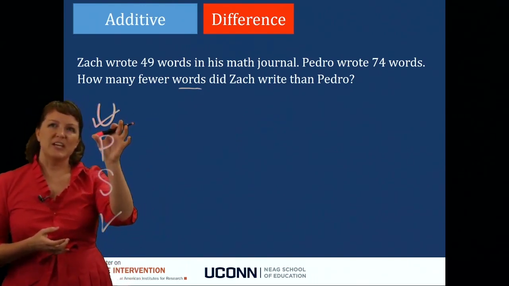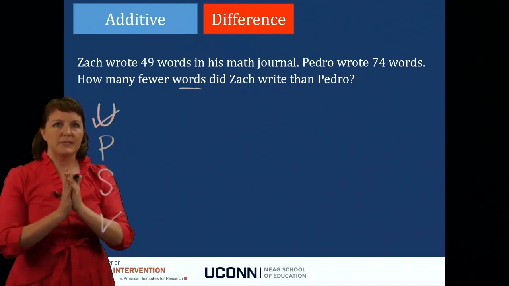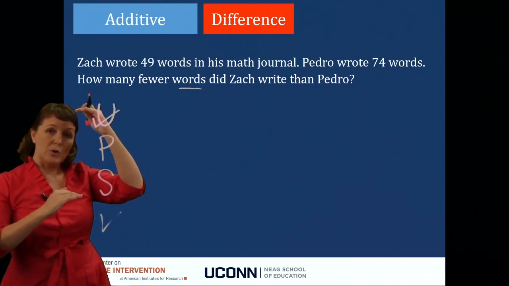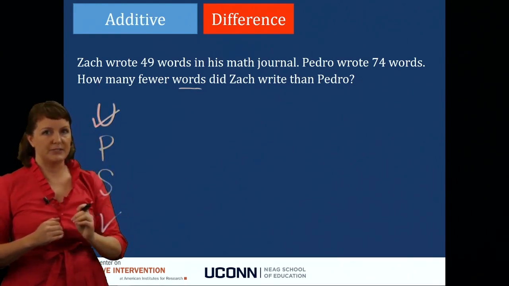So I've got an understanding of this problem. Now I'm going to make a plan. Is this a problem where parts are put together for a total? Is it a problem where amounts are compared for a difference? Or is it a problem where there's a change? We've got one amount that increases or decreases.